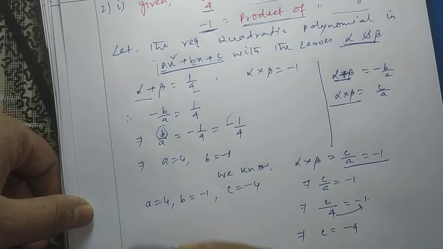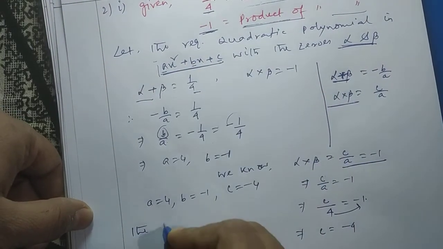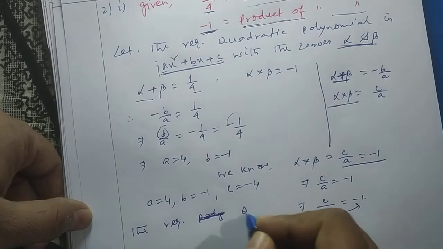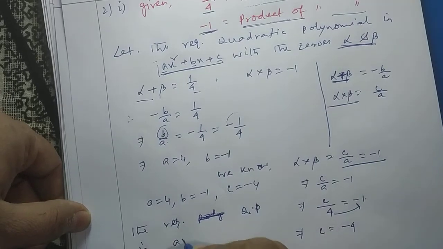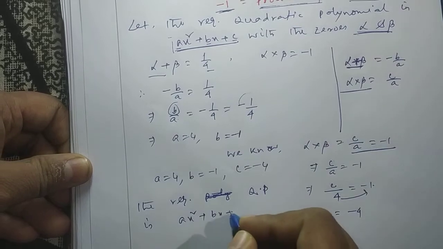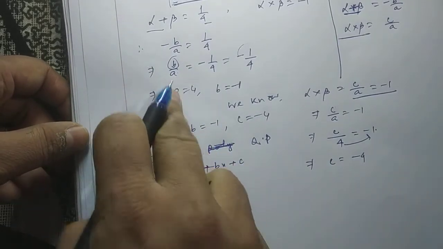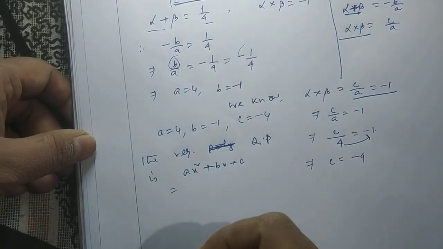Correct? And what we assumed? The required quadratic polynomial is x square plus bx plus c. And already we have got the values of a, b, c in the previous step. Now put down all the values here one by one.